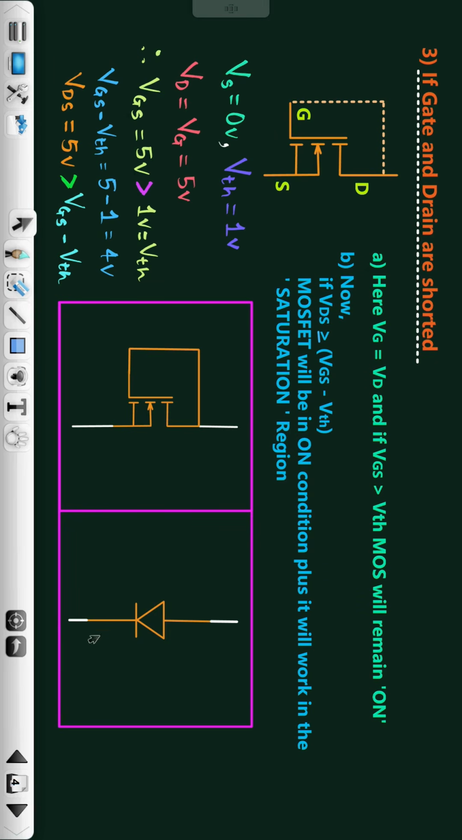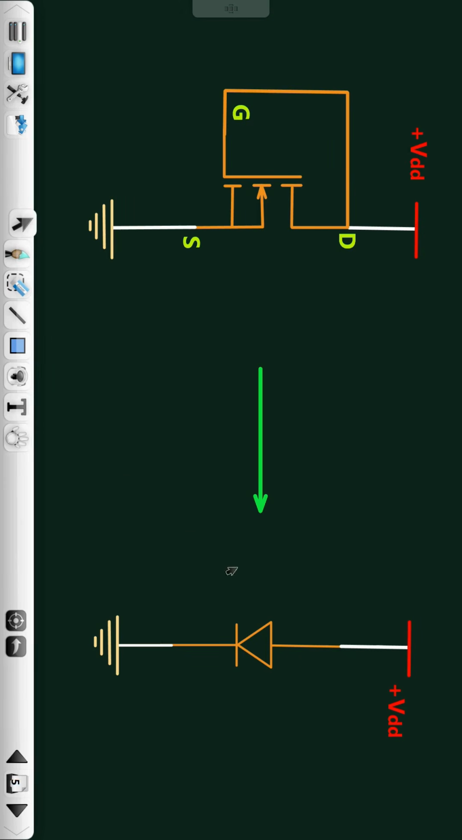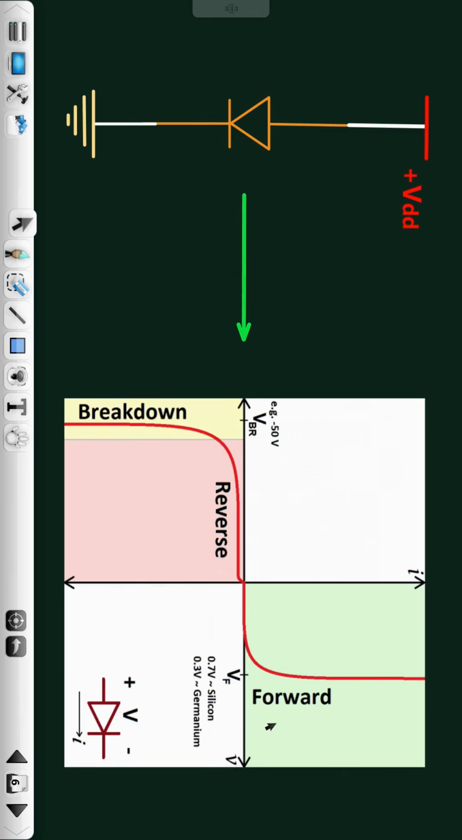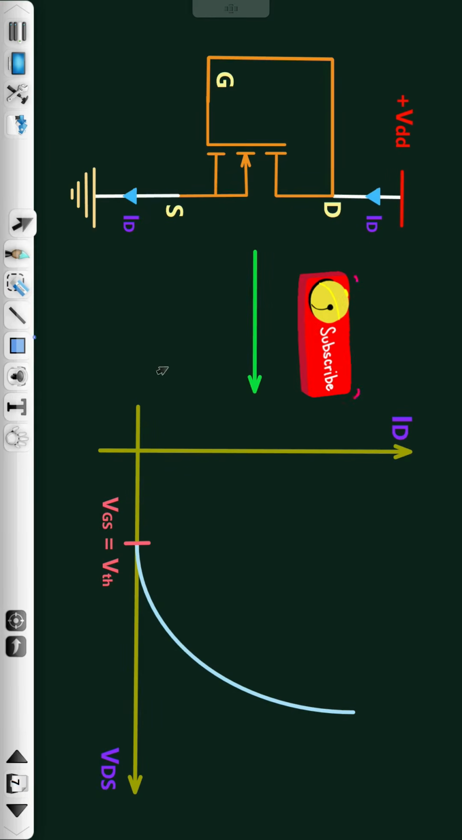Whenever I say that in this particular condition this MOSFET acts as a diode, it should exhibit this particular property. That means the current flowing through this diode, as we know, increases exponentially. So we expect the same case from this MOSFET as well. That means a diode connected MOSFET. We are going to verify this condition in the next video in the LTspice software.